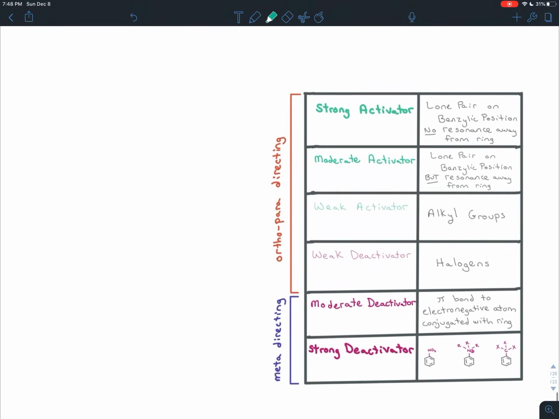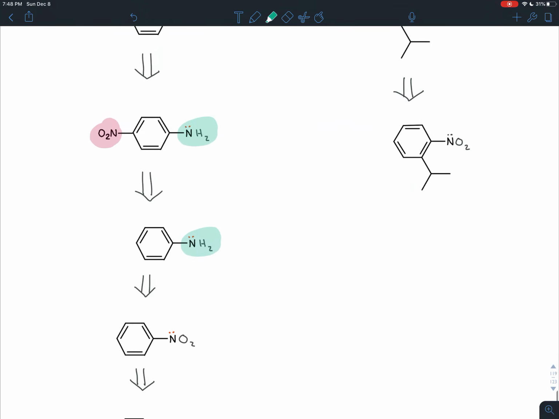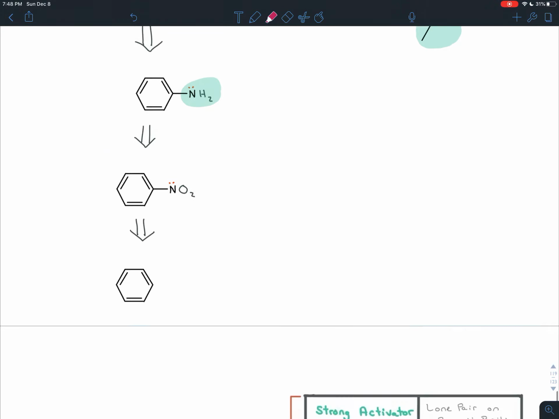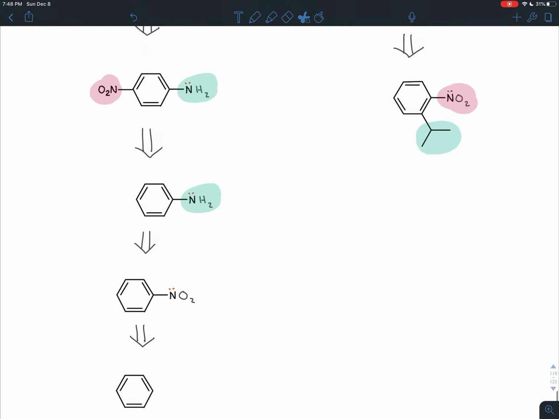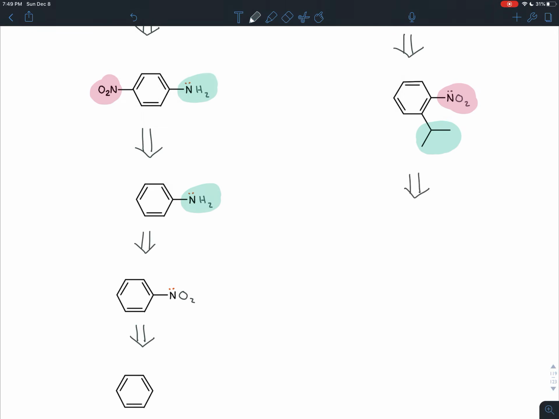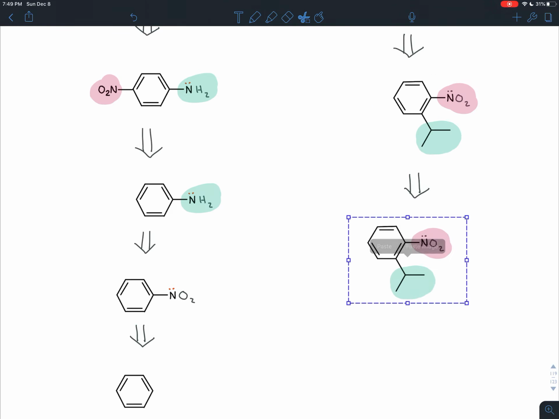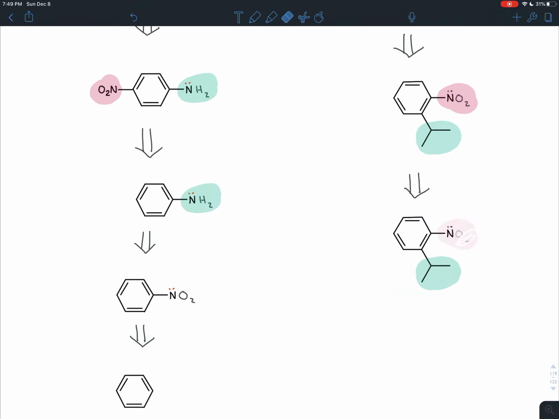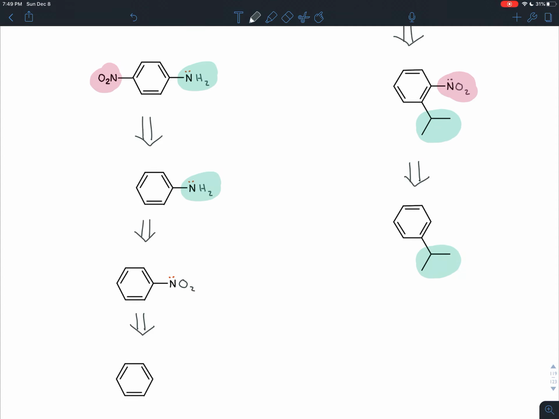Well, the isopropyl group is an alkyl group. It's a weak activator and an ortho-para director. The nitro group we've already seen is a strong deactivator and a meta director. So we could have these two add on the ortho position if the ortho-para director is there first. If that's there first, then we can add this nitro group on the ortho and para positions, because this is an ortho-para director.